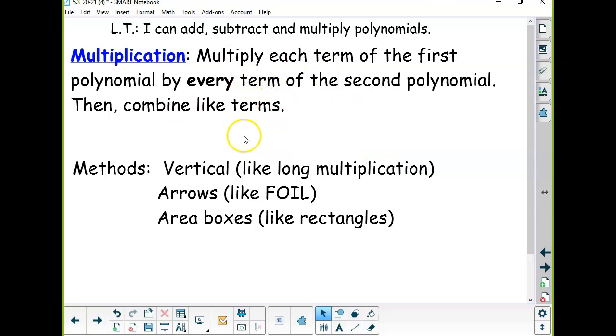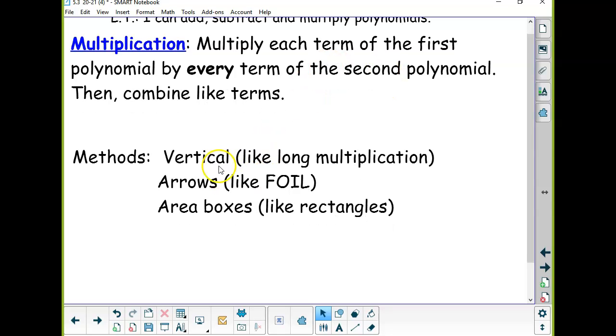Now, I don't want you to write this. This is just giving you guys an idea. We are going to do multiplication of polynomials. And remember, how do we multiply? We're going to multiply each term of the first polynomial by every term of the second. That's kind of like FOIL, right? But FOIL was a binomial times a binomial. What happens if there's more? We still use the idea of FOIL, but it doesn't fit the acronym.